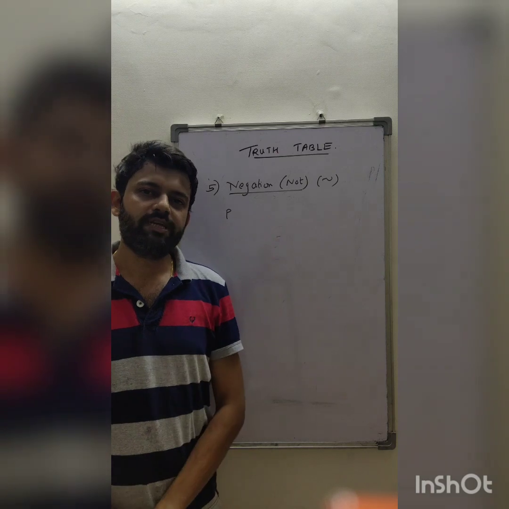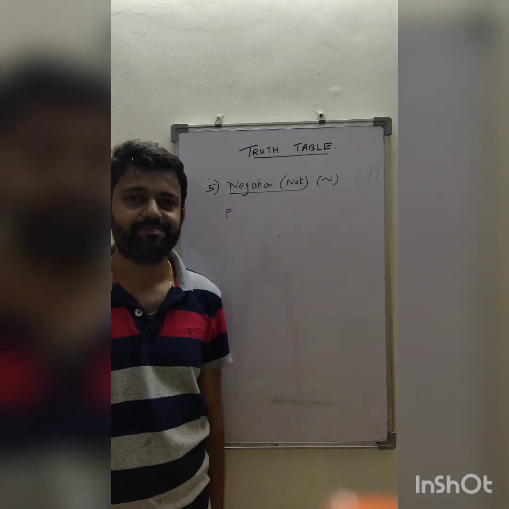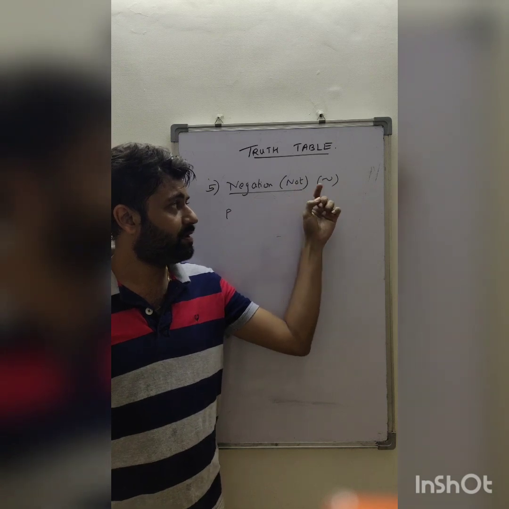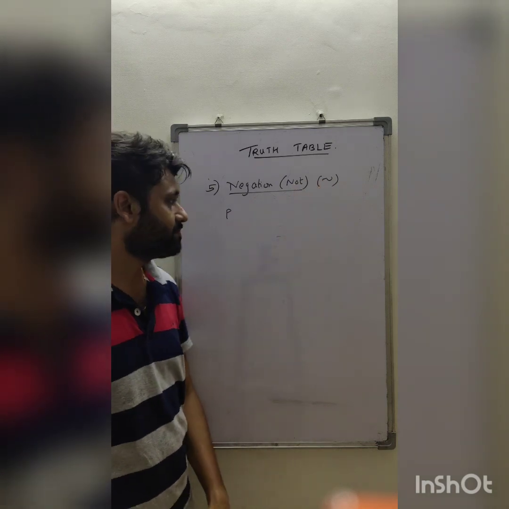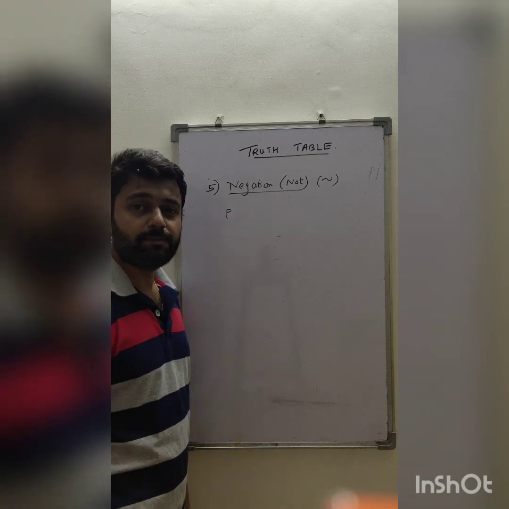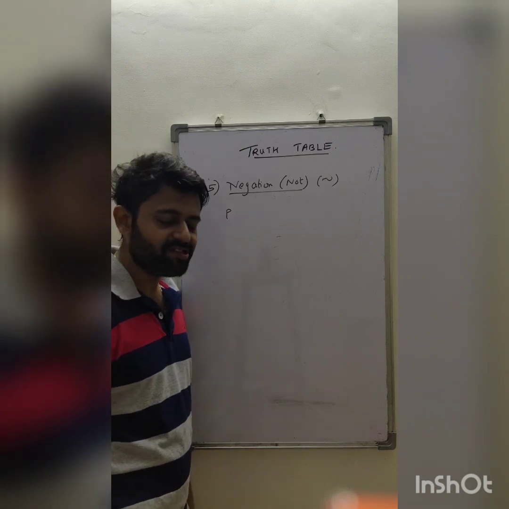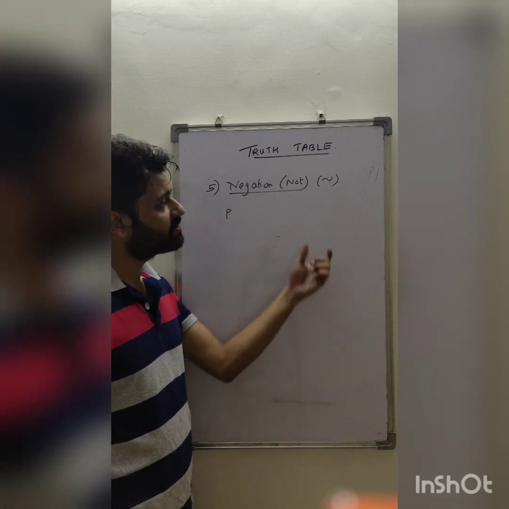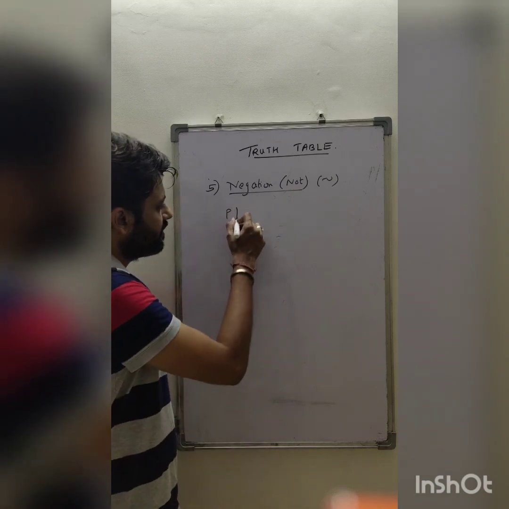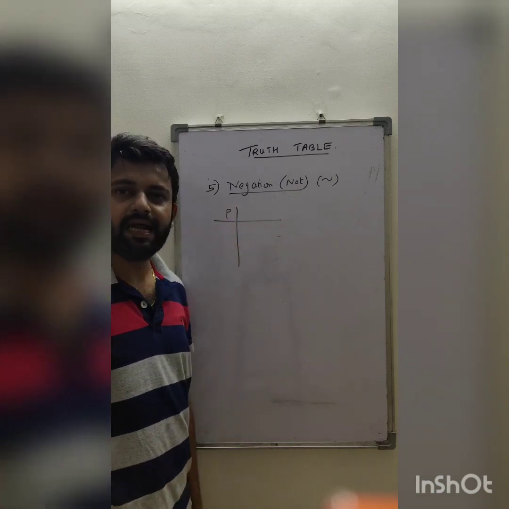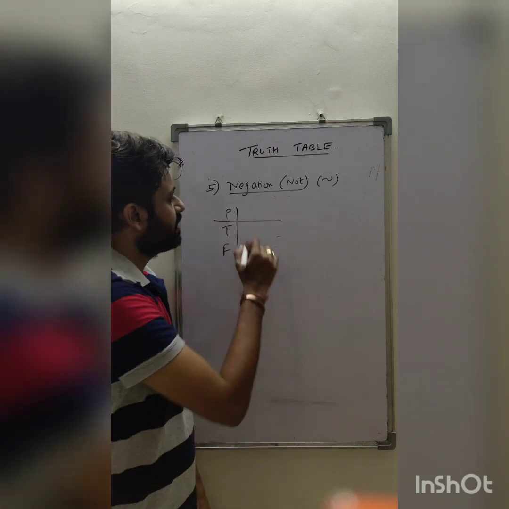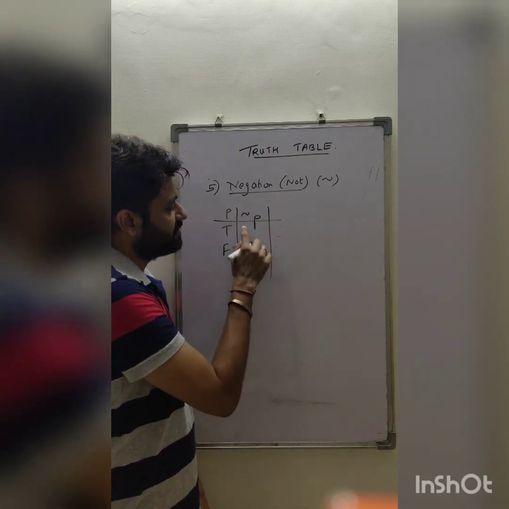The last truth table, negation. The connective is called not and the symbol is this sign. Remember, this is a special connective which is included in mathematical logic. Here you will not find two statements, you will find one statement, but still it has got a connective. It is only one statement P, which can be either true or false. And we are finding the negation of P. That is what we have to find.